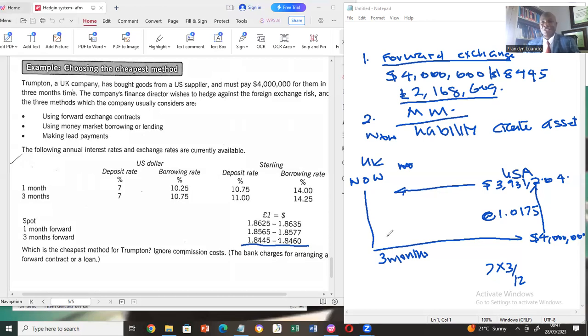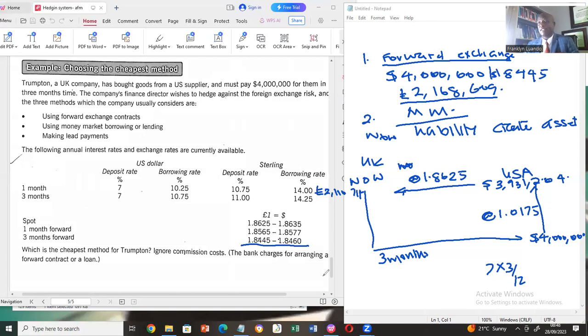So again, you need more pounds to buy these dollars to come and invest because the bank must make a profit. So now is the spot rate. So we go to the spot rate. The lower exchange rate is this. So at 1.8625. So when you divide, this will be in pounds. The pounds there will be 2,110,714. You need those pounds to buy the dollars and invest in the money market.